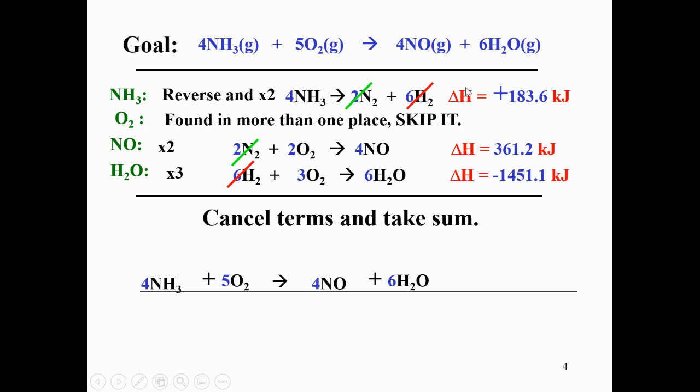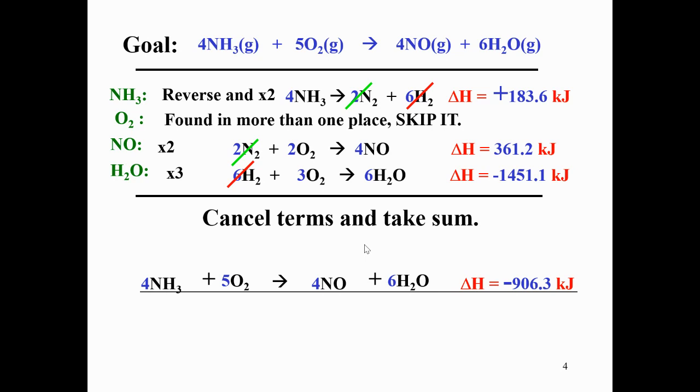So now I have to add up my delta H's. So I had my positive 183.6, the 361.2, and the negative 1,451.1. And my delta H for this equation would be a negative 906.3 kilojoules. Is that an exothermic or an endothermic reaction? It's a negative sign, so therefore it is an exothermic reaction.